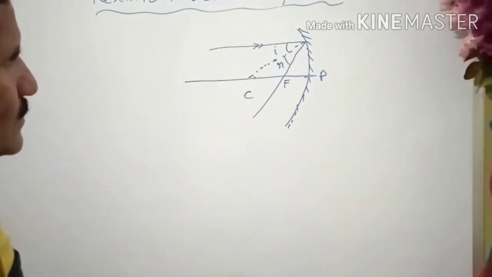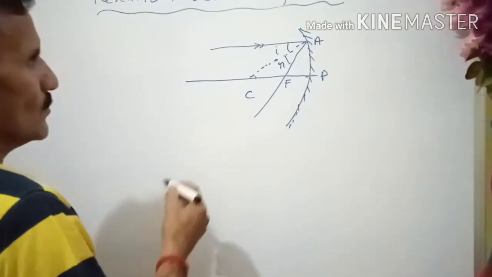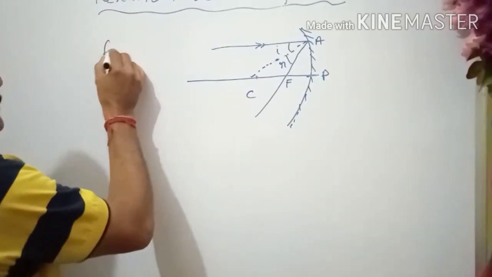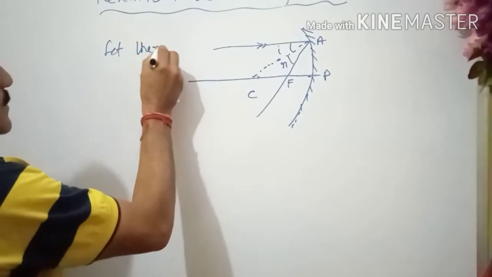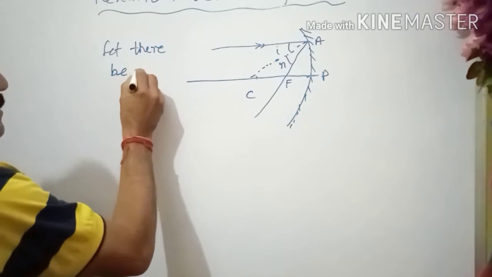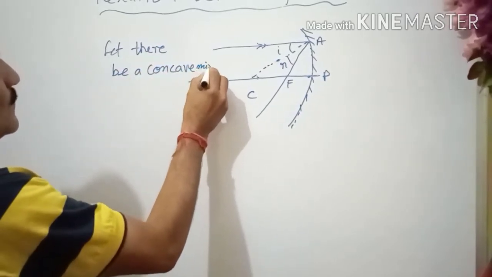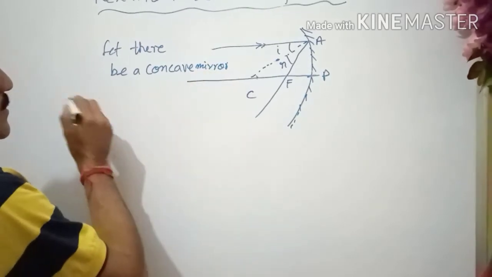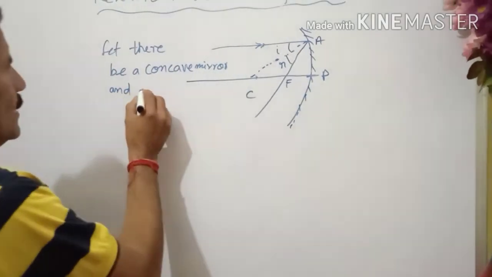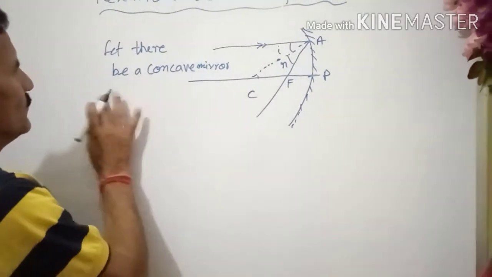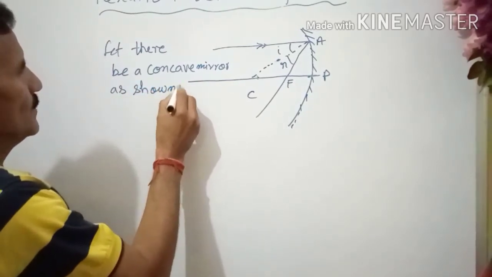Now you can write the names, suppose here is A, so let there be a concave mirror as shown in the figure.